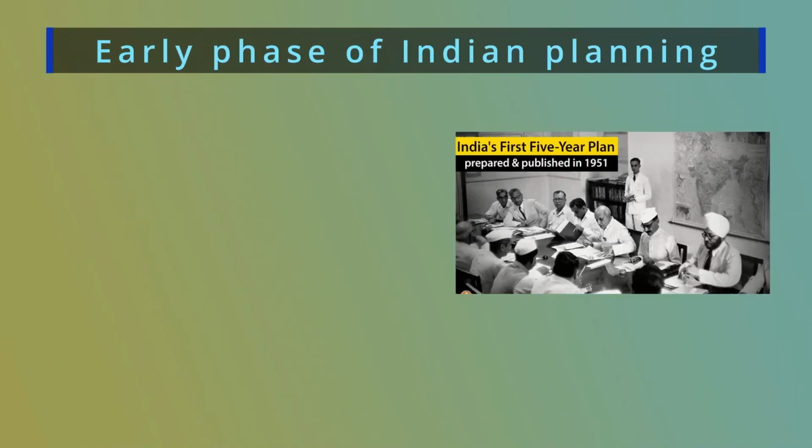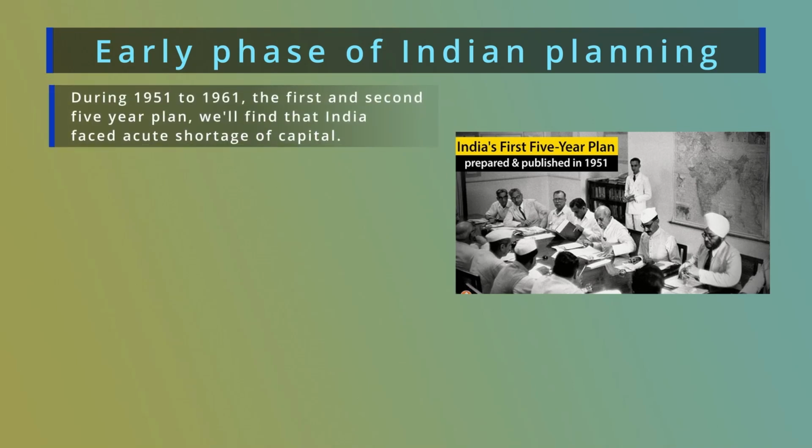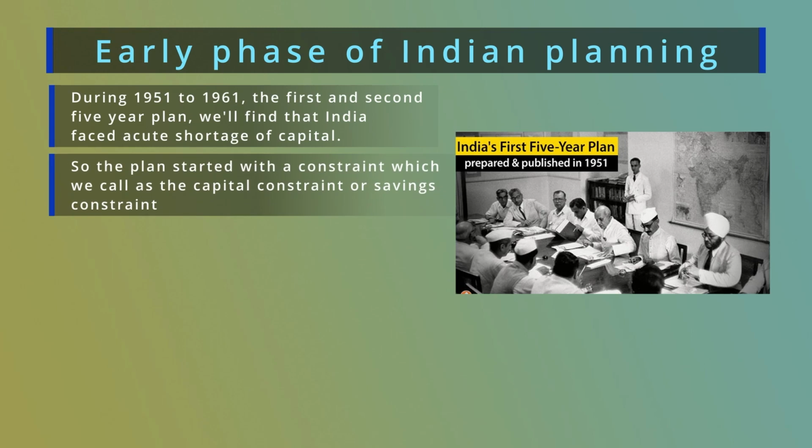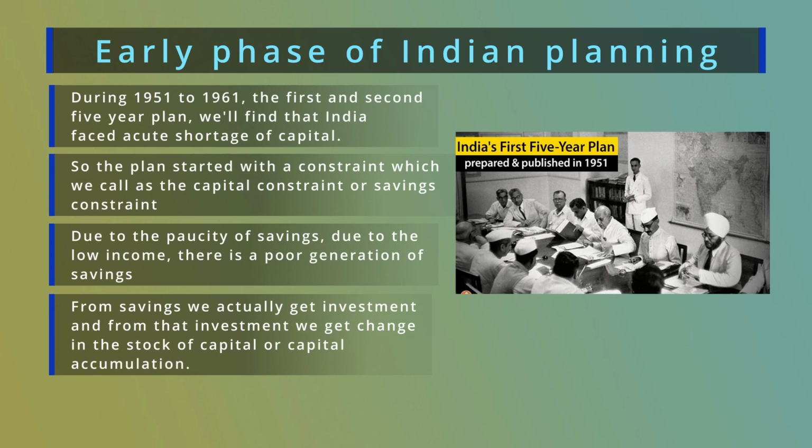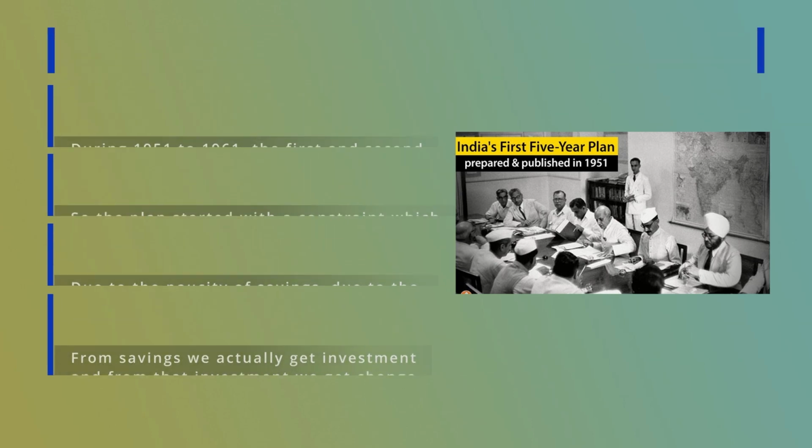If you first look into the early phase of Indian planning, namely during 1951 to say 1961, that is during the first and second 5-year plan, we'll find that India faced acute shortage of capital. So the plan started with a constraint, which we call the capital constraint or savings constraint, because due to the paucity of savings, due to the low income, there is a poor generation of savings, and from savings we actually get investment, and from that investment we get change in the stock of capital or capital accumulation.